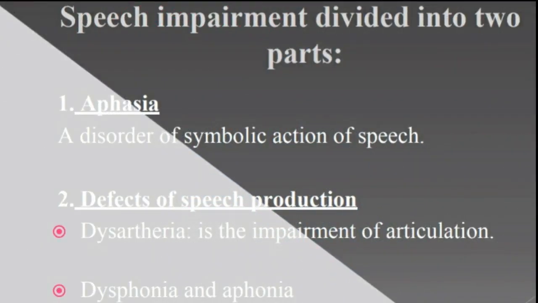Speech impairment is divided into two parts: first, aphasia, which is a disorder of symbolic action of speech. Second, defects of speech production, which are subdivided into dysarthria and dysphonia. Dysarthria is the impairment of articulation, while dysphonia and aphonia are disorders of the function of the larynx, in which phonation is lost even though articulation may be preserved. The dysfunction may be caused by any disease of the larynx.